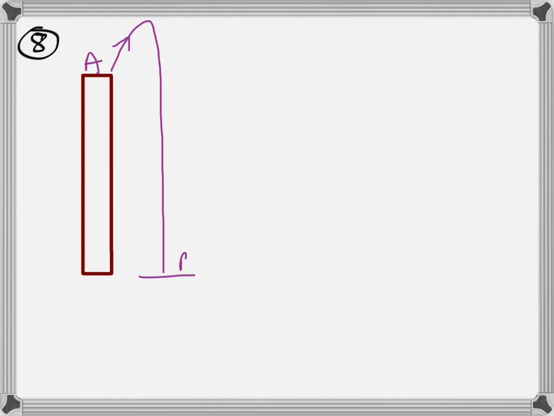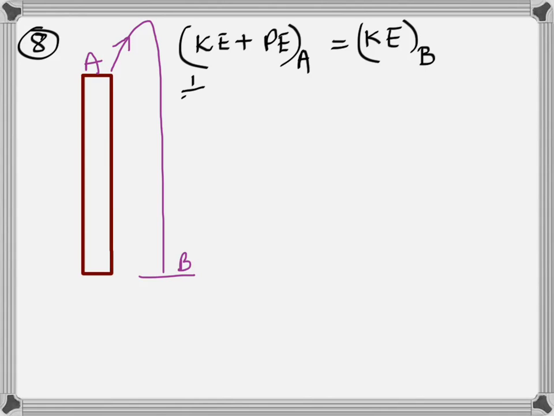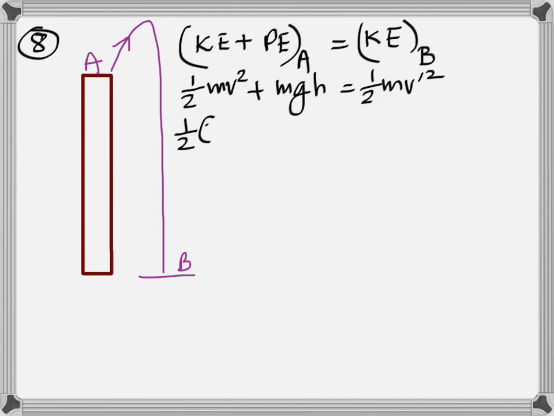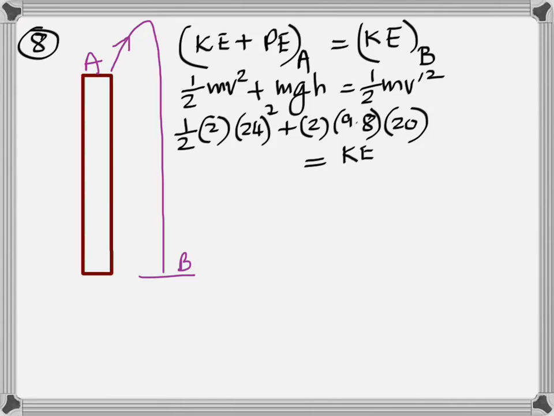8. The kinetic energy plus the potential energy at A becomes equal to the kinetic energy at B. That is just before it hits the ground. And here are the formulas. Plug in the numbers to get the kinetic energy at B. That is 576 plus 3920.